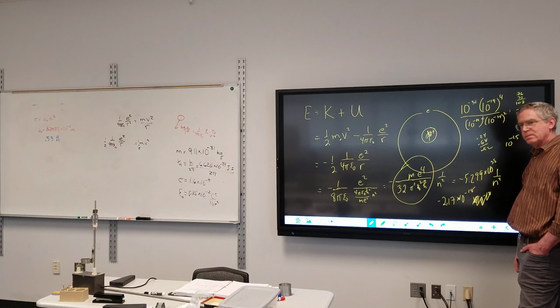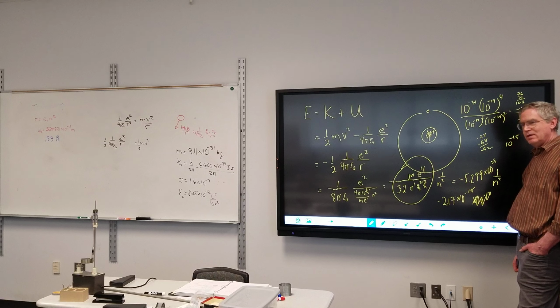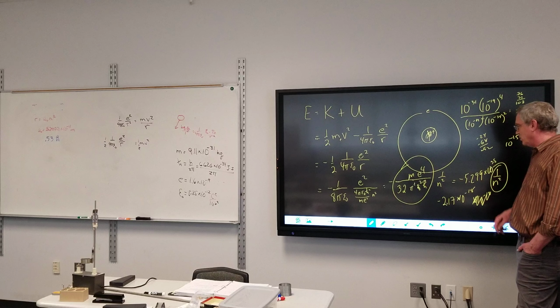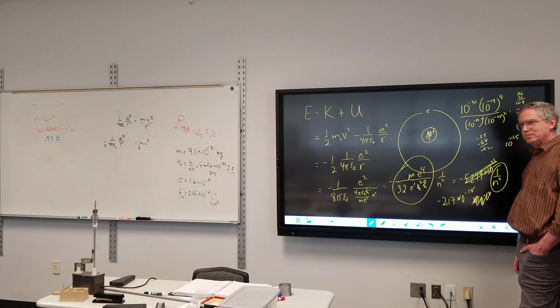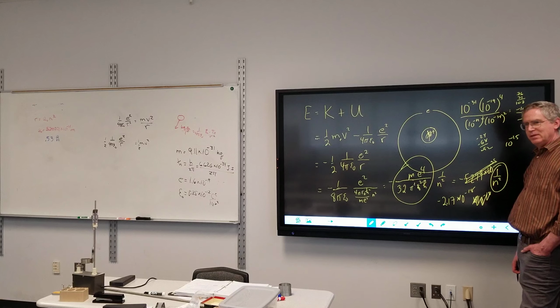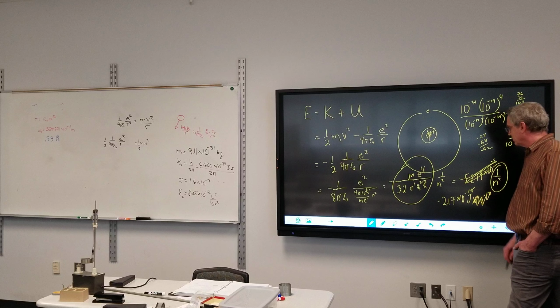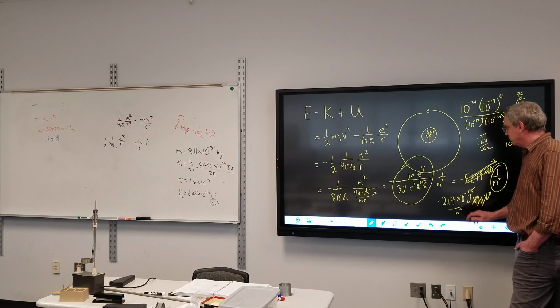Units. 1 over n squared, whatever n squared is unitless. What did we just find? What quantity? Energy. Units are joules. Yeah, joules over n squared.